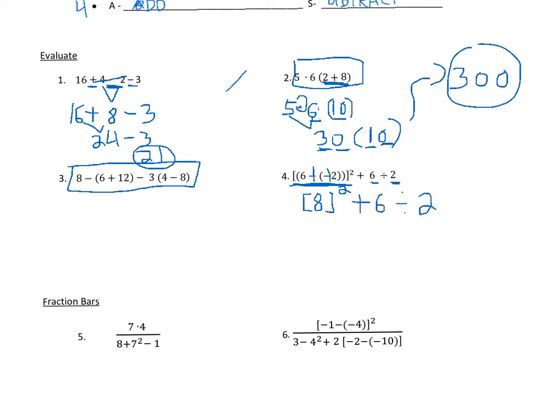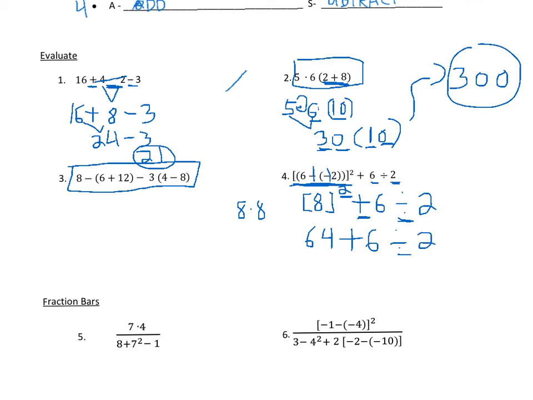Okay, we have 3 things going on right here. We have this division, this addition, and we have this exponent. Well, exponent is what we do right after parentheses. That's the second priority. So let's take care of that. 8 squared. Now 8 squared, remember, that's 8 times 8, not 8 times 2. So 8 times 8, that's 64. And then we have plus 6 divided by 2.